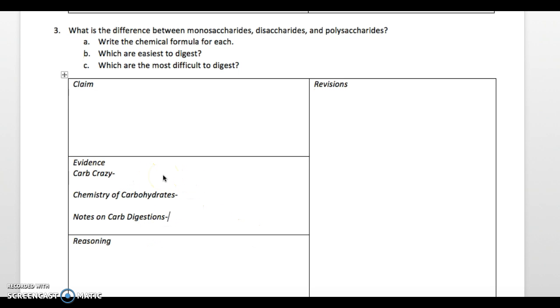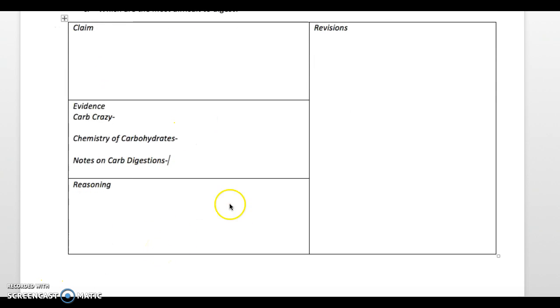Okay? And then from there, we write our claim. So what's the difference? All right, so it can be a real simple answer. And then in our reasoning, we're really just trying to explain in more detail, okay, the connection between our evidence and our claim.